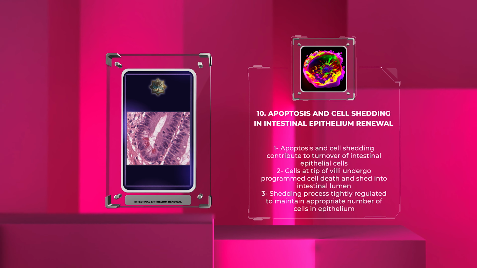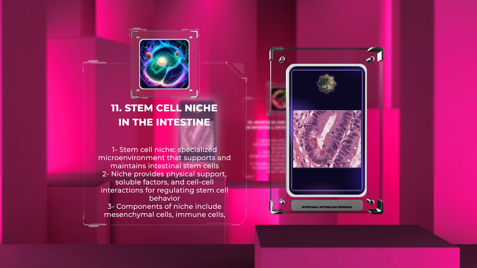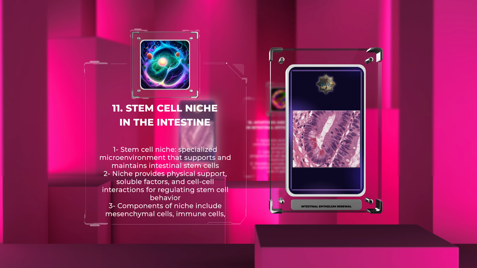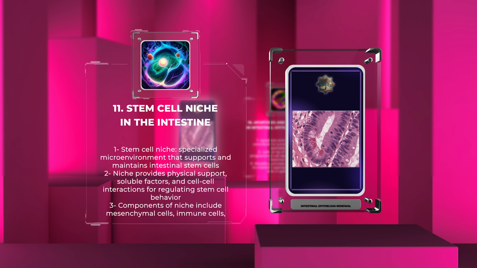The stem cell niche is a specialized microenvironment that supports and maintains the function of intestinal stem cells. It provides physical support, soluble factors, and cell-cell interactions that regulate stem cell behavior. Components of the niche include mesenchymal cells, immune cells, extracellular matrix proteins, and growth factors.